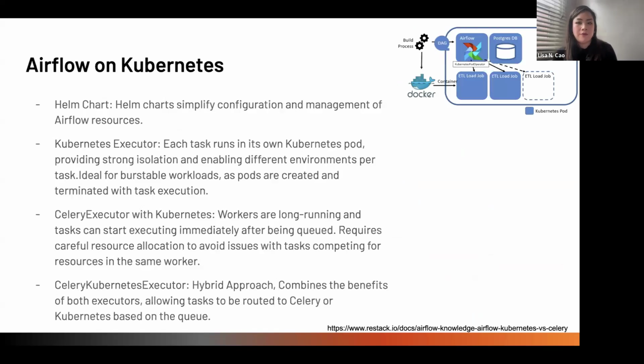Same with Airflow. Airflow makes a lot of sense on Kubernetes as well. It has a couple of different deployment patterns that you can have. Generally speaking, you can use a Helm chart. You can have the Kubernetes executor. There's also Celery, which is part of Airflow, and that allows you to also deploy on Kubernetes. It has some very cool features that are very good to leverage if you're going to be using Airflow and Kubernetes together.